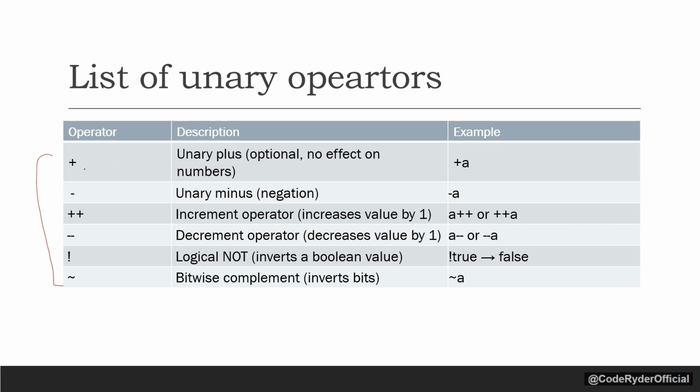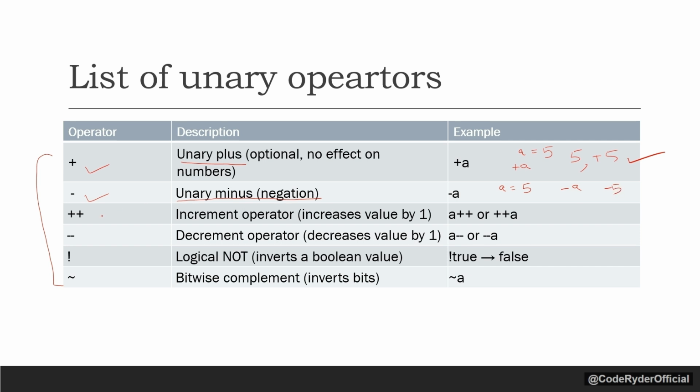So let's start with plus, which is also called unary plus, and this is an optional operand. Say for example, if you have a variable a is equal to 5, and if you use plus a, it will hardly make any difference because 5 and plus 5 are both the same. So this is optional. Coming to minus, this is called unary minus, and it is also called negation. What it will do is just negate the value. Say for example, let's consider the value of a is equal to 5, and if we make minus a, the effective value would be minus 5.